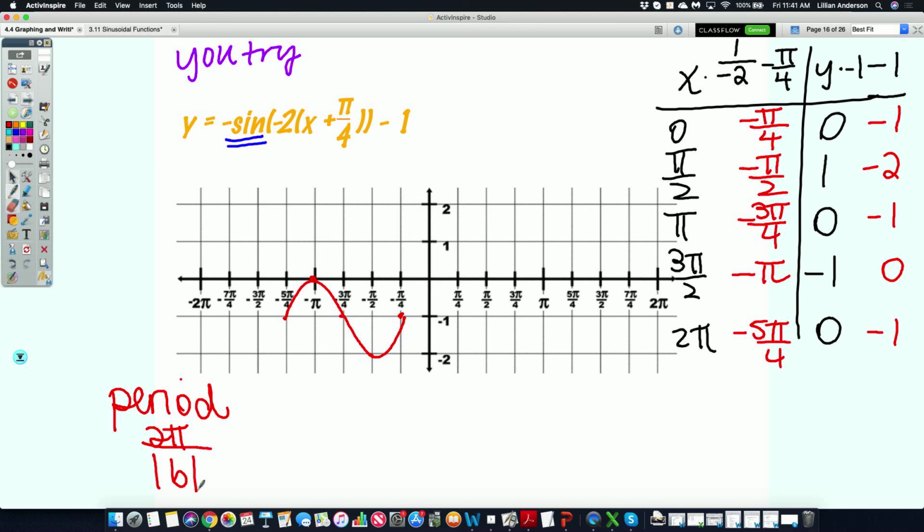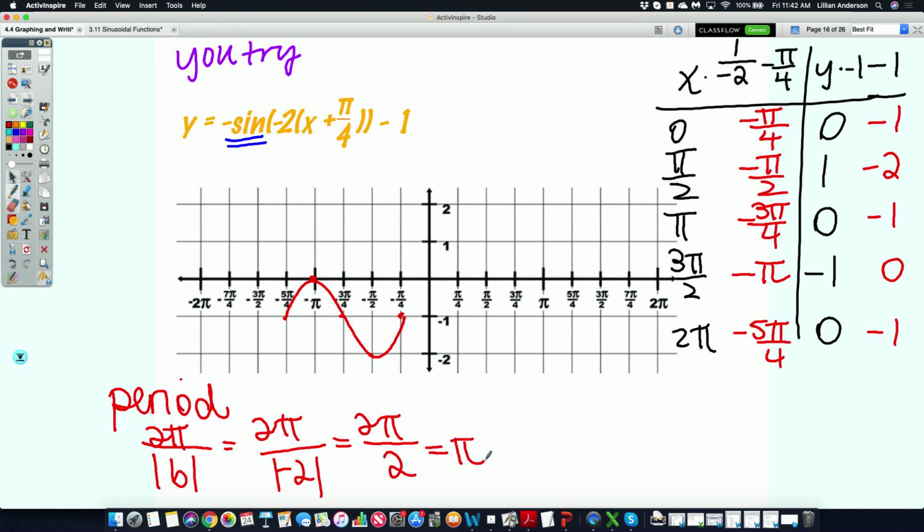Those two negatives: the negative on the outside means it was reflected over the x-axis. The negative on the inside means it was reflected over the y-axis. So two reflections. So what is the period? Pi. It's pi, because it becomes 2 pi over the absolute value of negative 2. Remember, absolute value changes a negative number to a positive. So then it's just 2 pi over 2. So your period is pi.